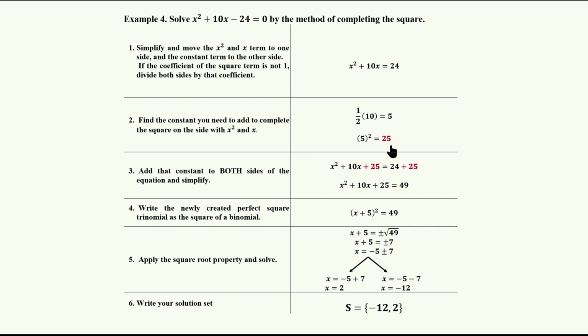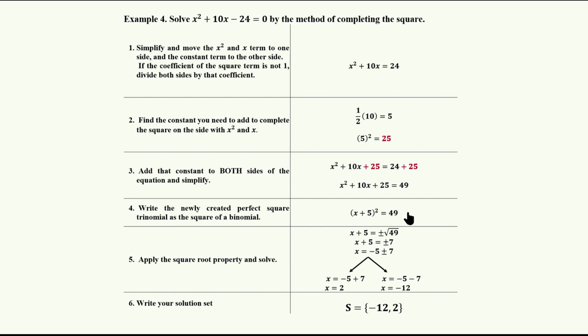Now keep in mind, when we were completing the square before, we were just working with expressions. Now we're dealing with an equation. That means if we're going to add this 25 to the x squared plus 10x, we have to do the same on the other side, because we always have to do the same thing to two sides of an equation. So now we end up with x squared plus 10x plus 25 equals 24 plus 25. Now, if we simplify, we just end up with this. So at this point, we're going to go ahead and write this perfect square trinomial that we obtained in the form of the square of a binomial like this.